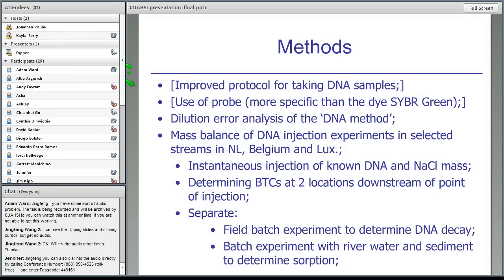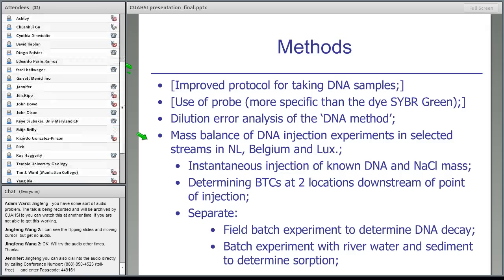And now, since you inject something like 10 to the power 14 or 10 to the power 15 pieces of DNA, you have a huge dilution, and you make errors in dilution. So we wanted to quantify those errors. We tried to make a mass balance of a number of DNA injection experiments in selected streams in the Netherlands, in Belgium, and in Luxembourg.